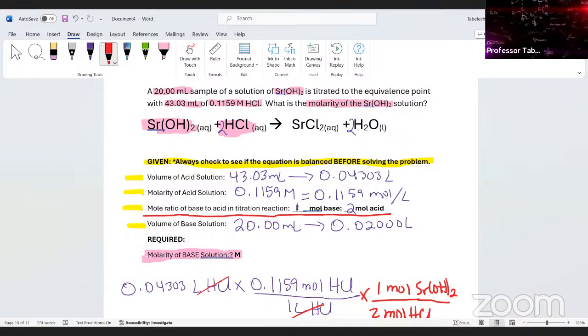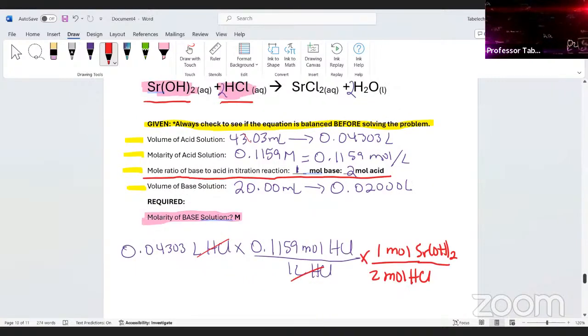The ratio multiplication part, let me do this part. Did you understand how I started off with this number right here, the 0.04303 liters of HCl times the molarity of HCl? You see how I multiplied those two, right? Perfect. When you get to this part that I'm writing in red, you need to use those coefficients right here, the moles of your HCl associated with the moles of your strontium hydroxide. So this is the part where you now have to put the moles of HCl on the bottom because we don't need that anymore. We're crossing that out.